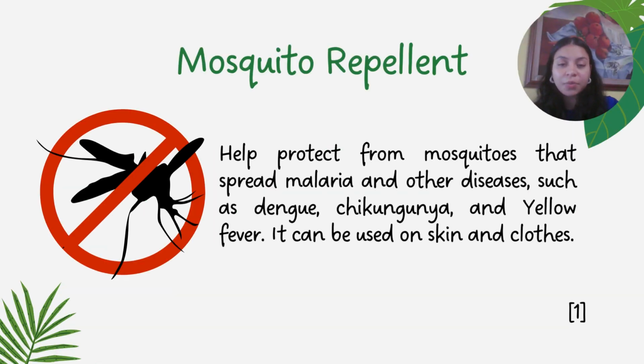The importance of the mosquito repellent is to help protect from mosquitoes that spread different diseases such as malaria, dengue, chikungunya, and yellow fever. It can be used on top of the skin, on the clothes, or for the ambience in general. And the higher the diffusivity the repellent has, the more effective it is.